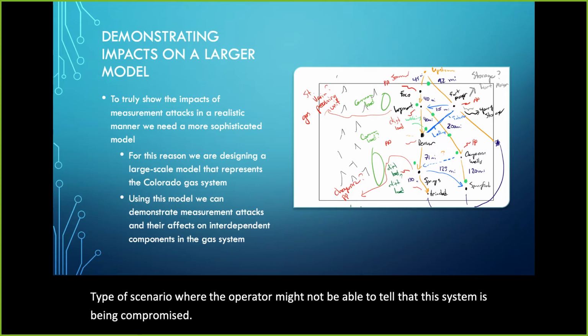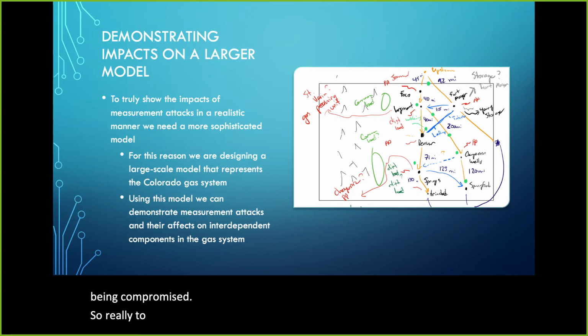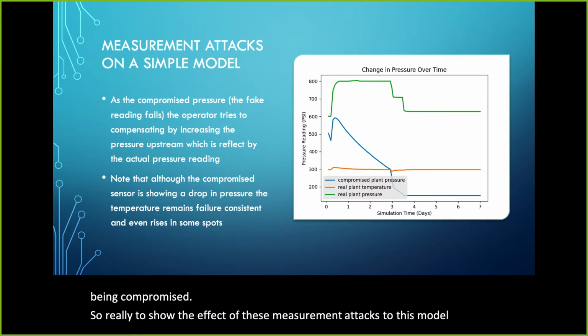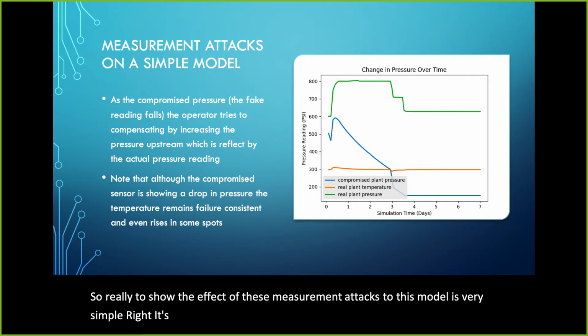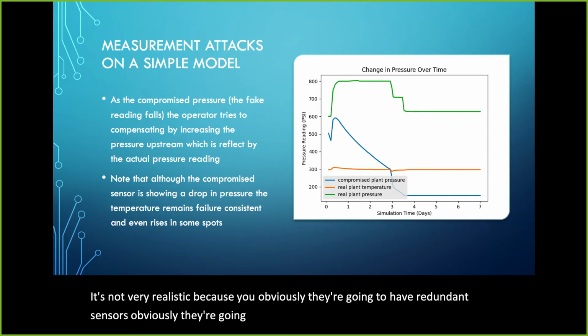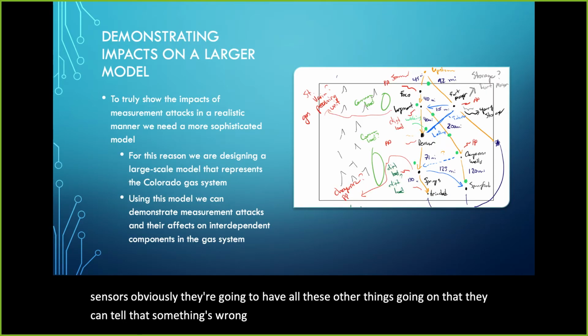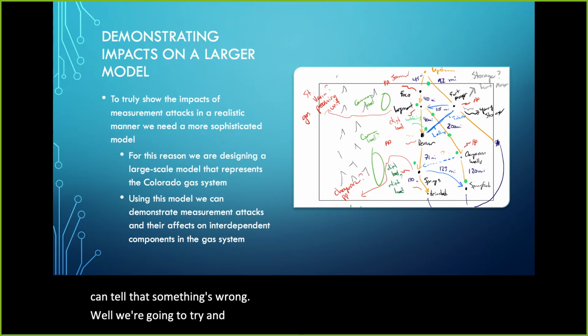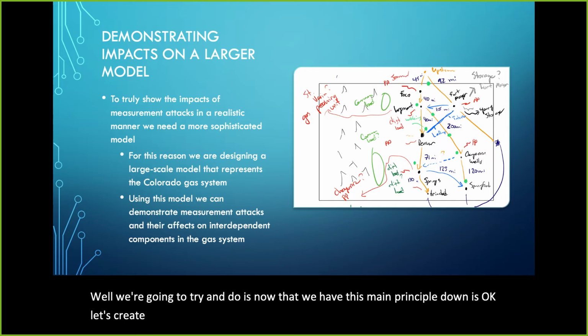So really, to show the effect of these measurement attacks, this model is very simple, right? There's one power plant. It's not very realistic because obviously they're going to have redundant sensors, and all these other things going on that they can use to tell that something's wrong. What we're going to try and do now that we have this main principle down is create a large scale model and start playing with measurement attacks on this model.